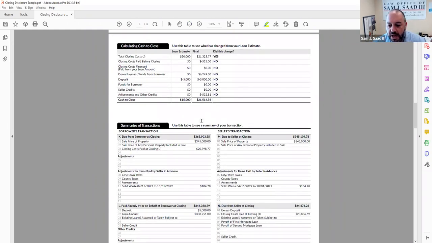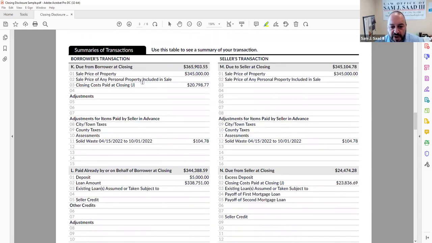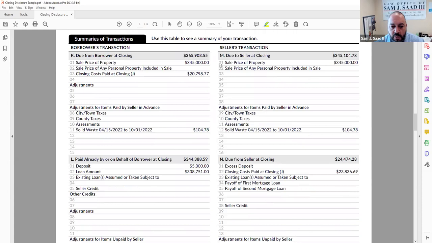So page 3 of the closing disclosure is the balance sheet of the transaction. You have this calculating cash to close section here at the top. This is just where you compare the loan estimate to the final CD and determine if anything changed from the loan estimate. Typically, this is not a useful section of the CD because a lot changes. But the lenders kind of fudge the way they do their loan estimates. So I don't typically go over this section with my borrowers. I think it's more important to talk about the summary of the transaction so you can see who's paying for what and where and how much. And I like this section because it just breaks down the closing like a balance sheet.